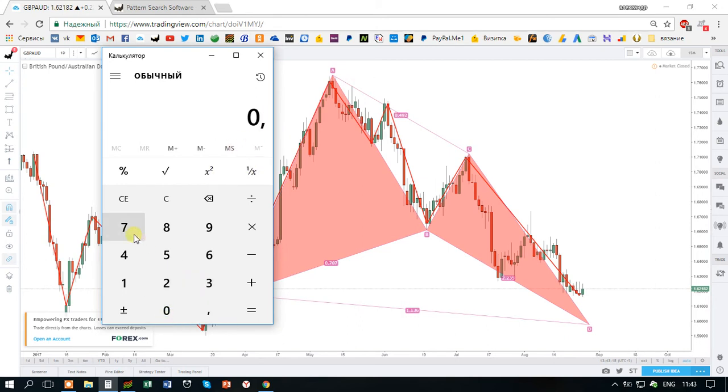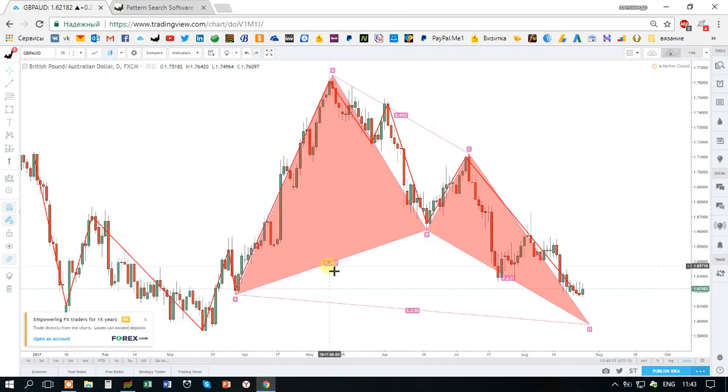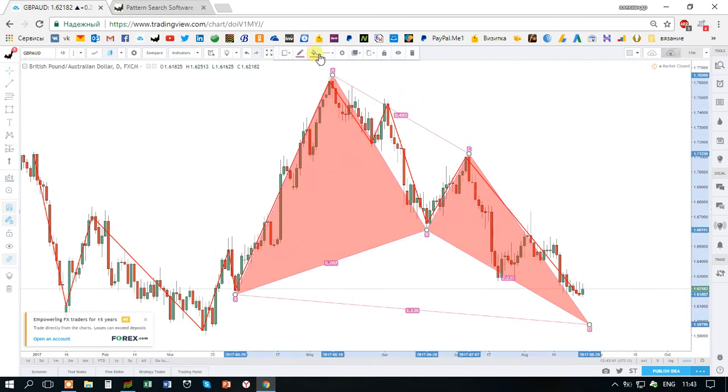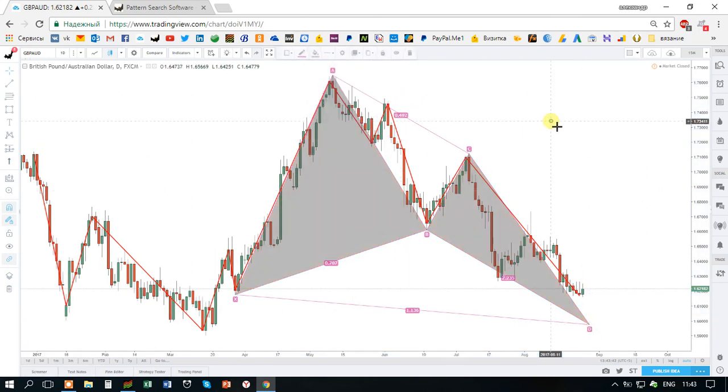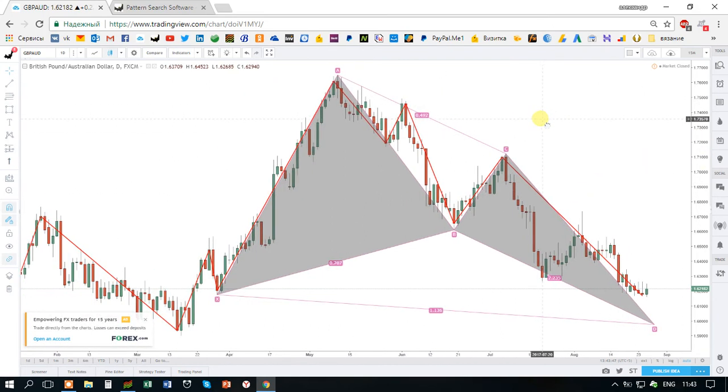Okay, 0.786 minus 0.084. So this is the so-called deadline. If price crosses that line, it is not a Gartley anymore, it is a butterfly. If it crosses that line. So we have 707, it is a butterfly pattern. I should switch it to black or gray, and I should draw the butterfly pattern.